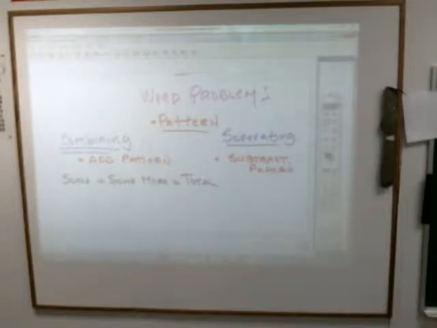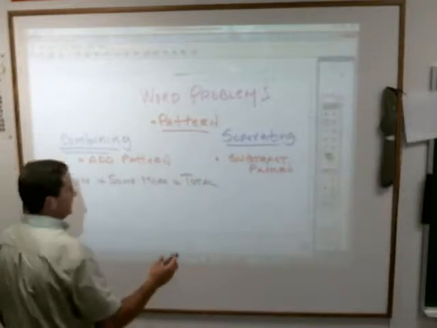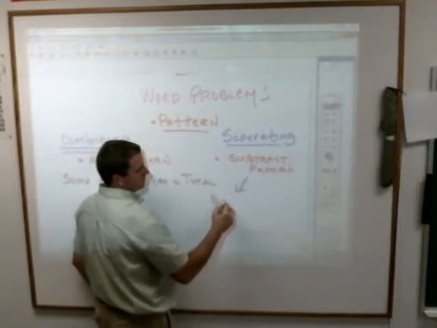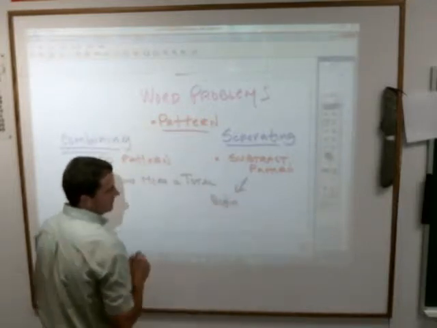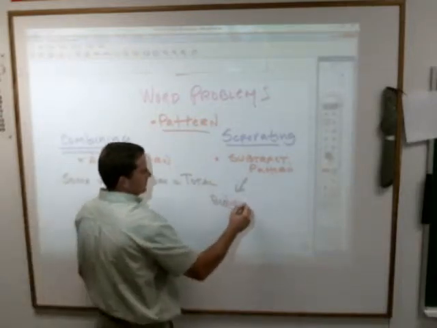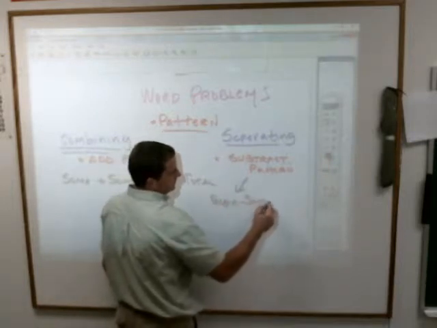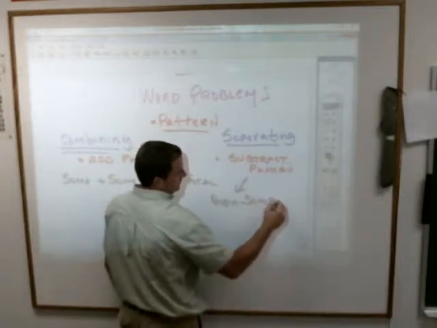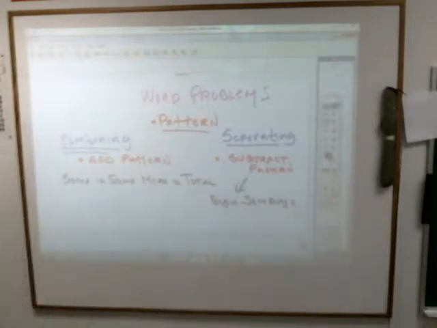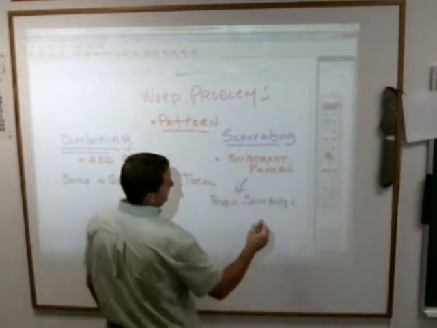If it's a separating problem, it means you have a beginning amount. You are taking away something. Some went away. And then you finally get, what's it say here? You get the total. What remains?